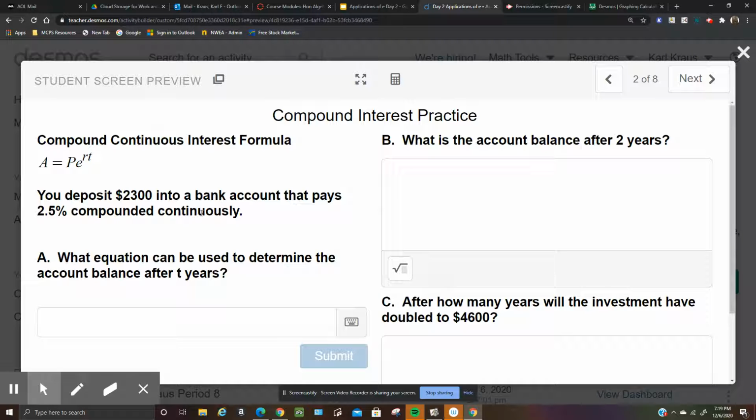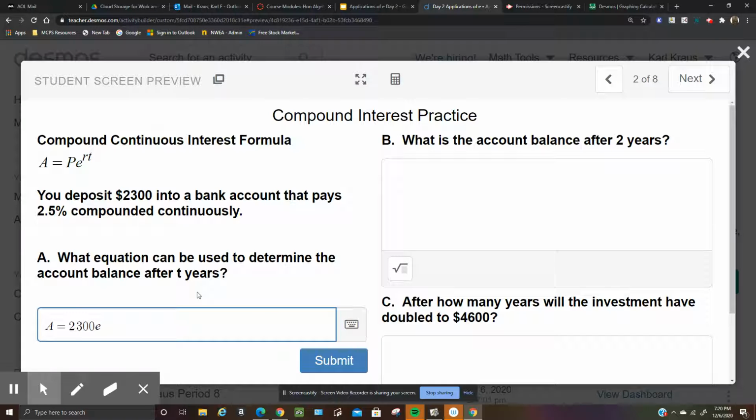You deposit $2,300 in the bank, which pays 2.5% interest compounded continually. What's the equation that can be used after t years? So A is equal to 2,300, computer's a little bit slow this evening, bear with me here, and then e exponent, the interest rate is 2.5%. In decimal form, that'd be 0.025, and then t.